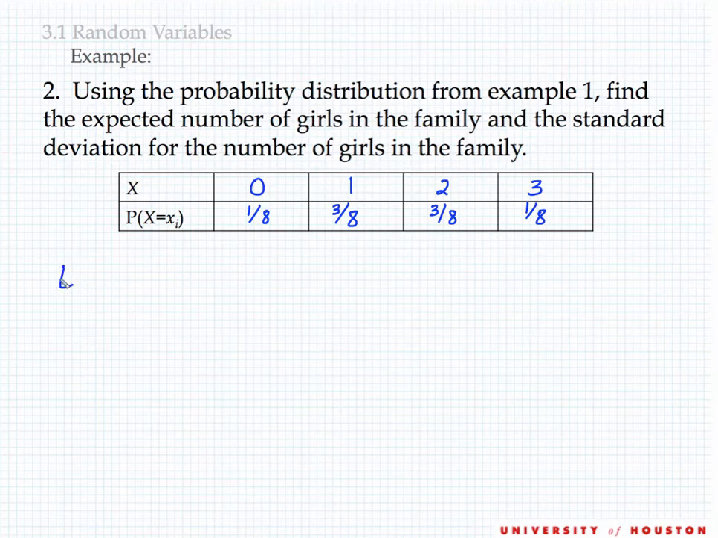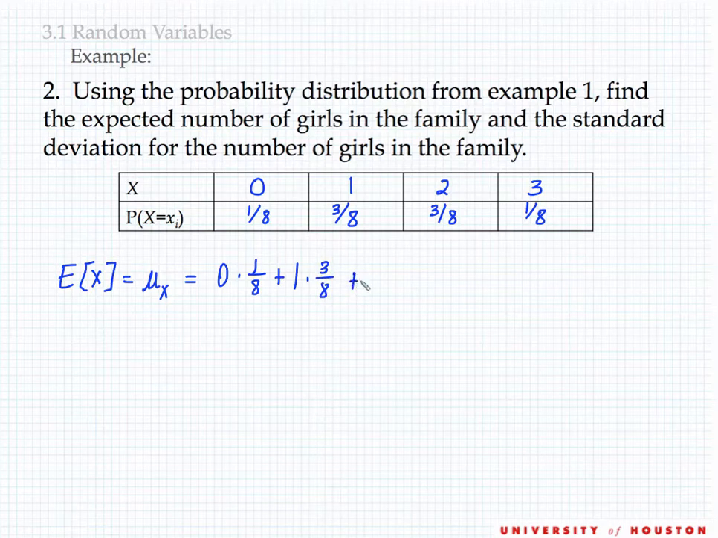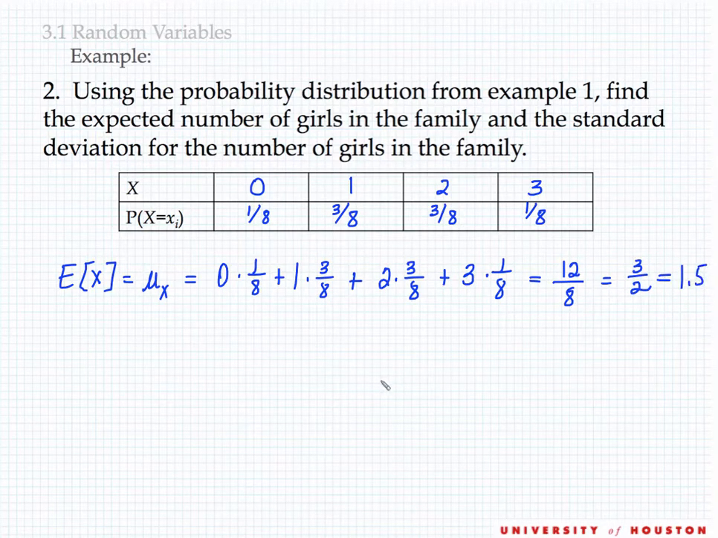The expected number of girls, or the mean number of girls for this random variable, would be found by 0 times 1/8 plus 1 times 3/8 plus 2 times 3/8 plus 3 times 1/8. And this would add up to be 12/8 or 3/2, or rather 1.5. So on average we'd expect 1.5 girls.